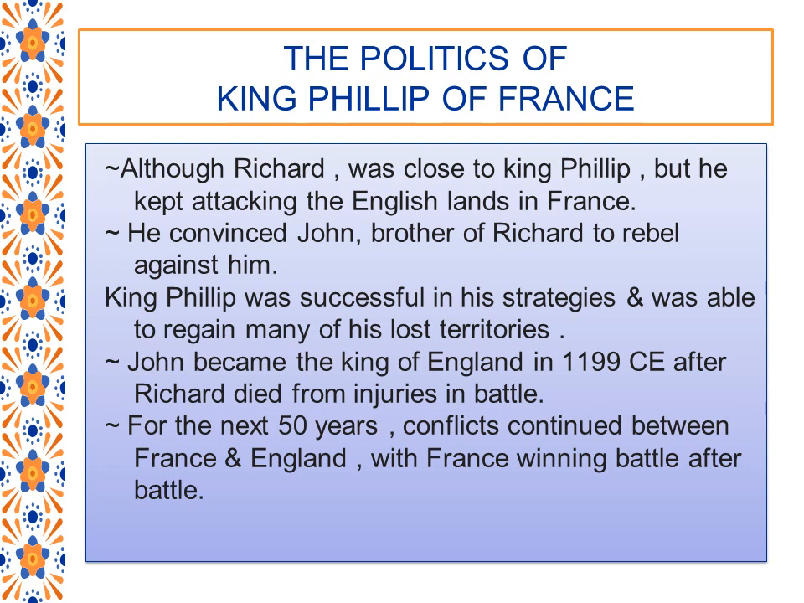John became the king of England in 1199 after the death of his brother Richard. So Richard succumbed to his wounds in the battle, and John becomes the king in 1199. For the next 50 years, there was the conflict which went on between France and England. And the result was with France winning battle after battle.